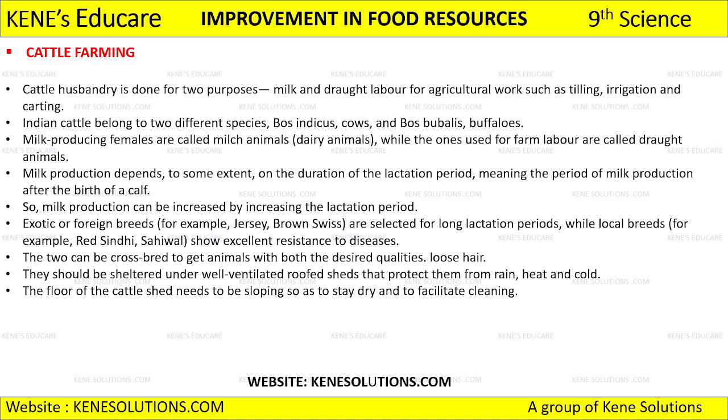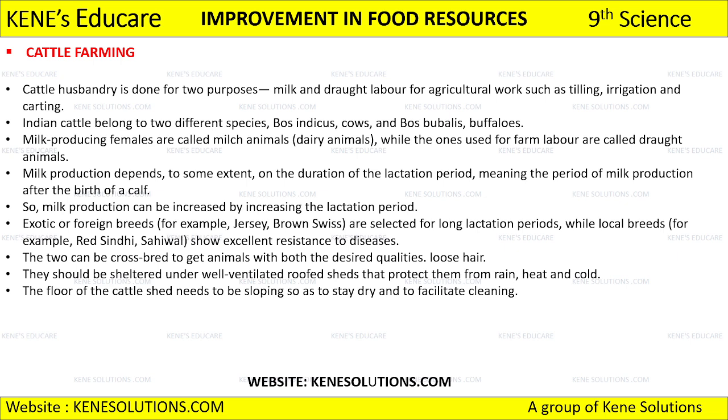Milk producing females are called milch animals, that is, dairy animals. What do we call milk producing females? Milch animals or dairy animals. When we use them for the production of milk, we call them milch animals or dairy animals, and the ones we use for farm labor work are called draught animals.